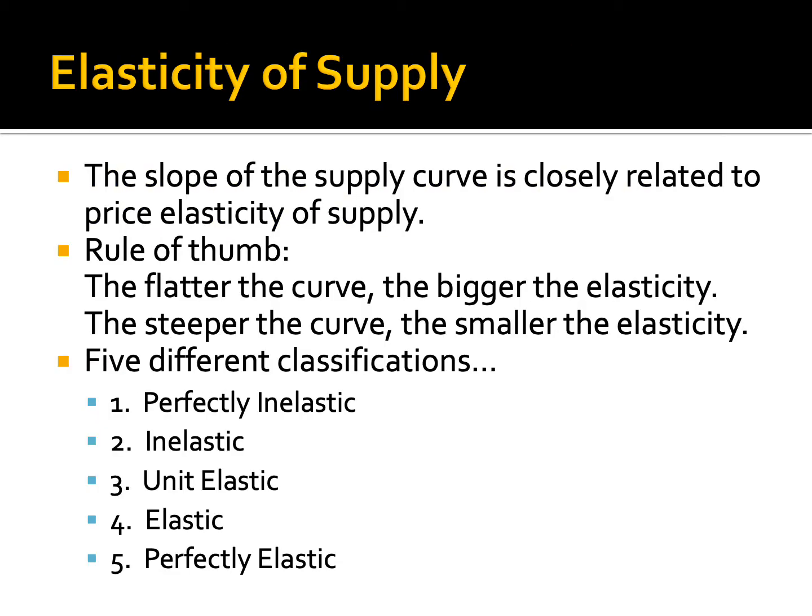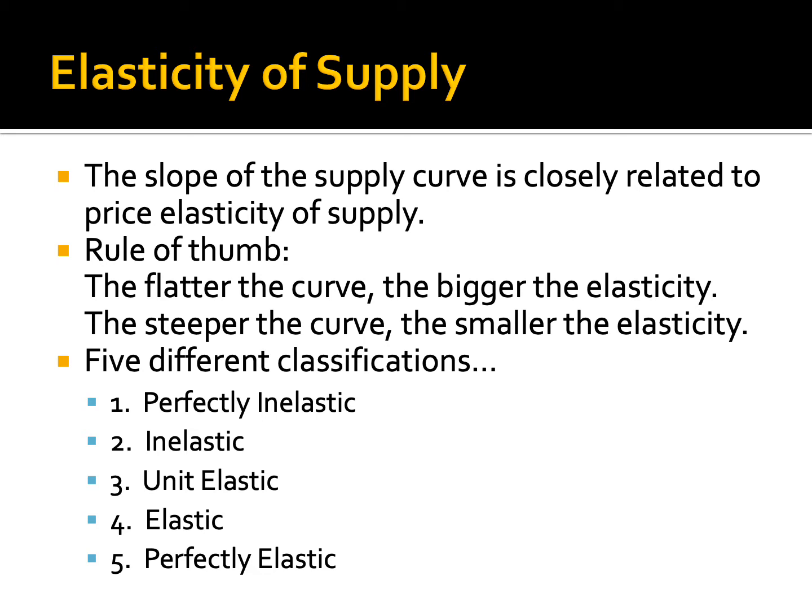So the slope of the supply curve is closely related to the price elasticity of supply. And again, the flatter the curve, the bigger the elasticity; the steeper the curve, the smaller the elasticity. We have 5 different classifications. Perfectly inelastic, which basically says that sellers do not respond to changes in price, and we'll define this.